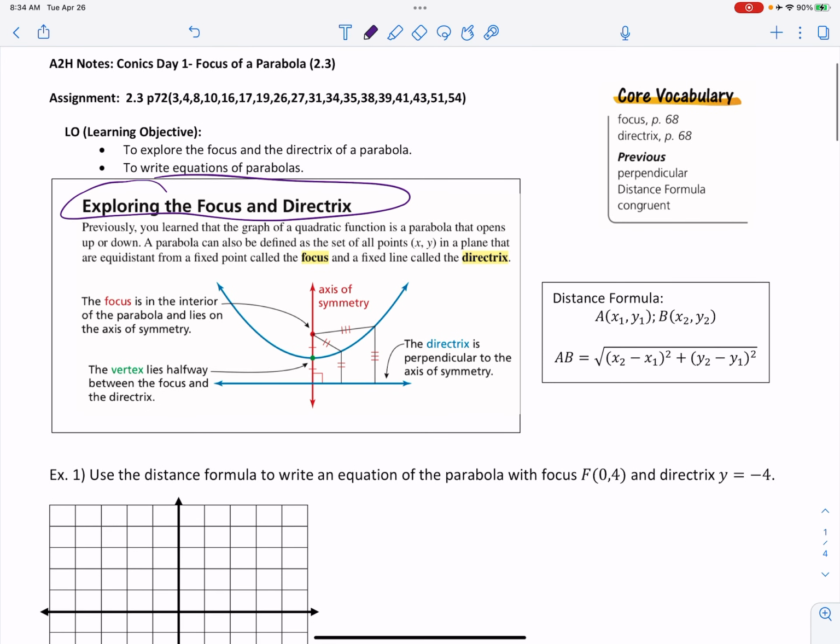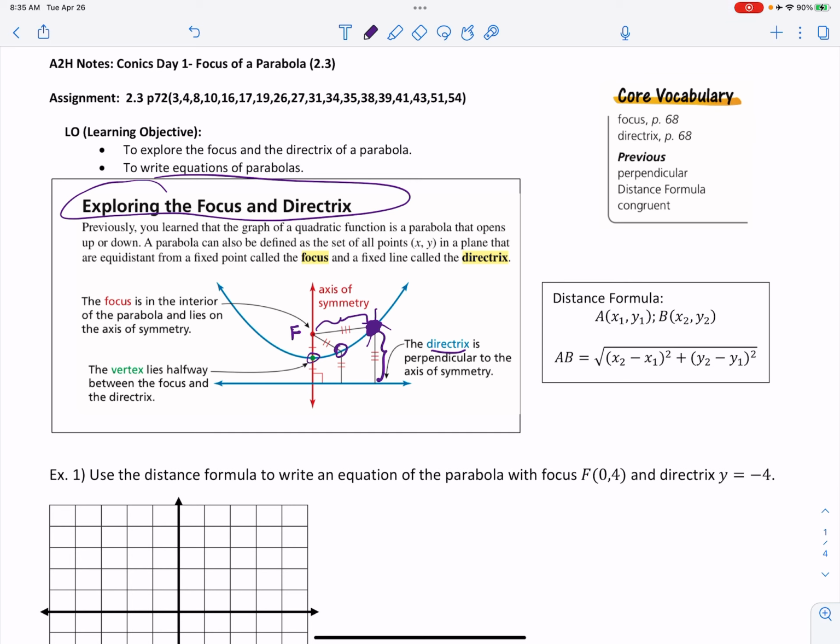In this box here, if I look at this point on the parabola, the distance to this point, which is called the focus, and this distance, which is to this line called the directrix, is the same. Notice how they have triple slash marks. In geometry, that means those segments are congruent. So this point is equally distant from both the focus and the directrix. And here's another point, equally distant to the focus and the directrix.